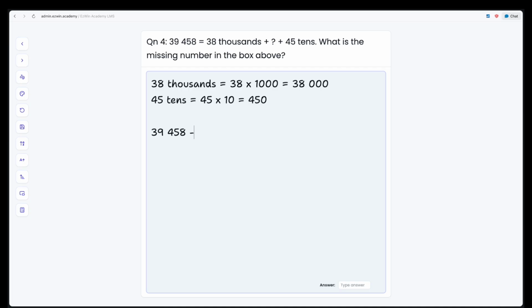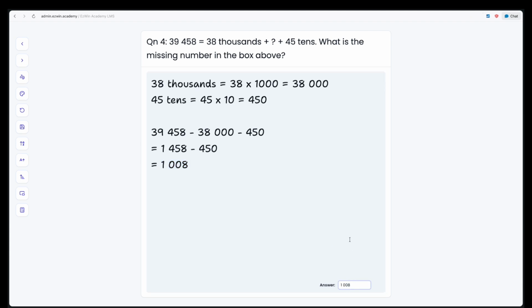39,458, right, is minus 38,000, then minus 450. So let's do it step by step. So 39,450 minus 38,000, and this will be equal to 1,458 minus 450, and this will give us 1,008. So that's the answer, 1,008. All right, let's move on to the next question.